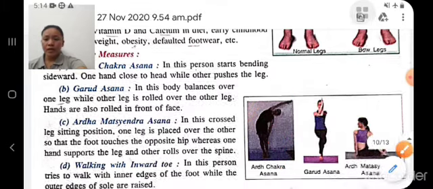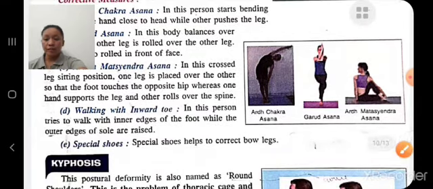Walking with inward toe, walking on the inner edge of the foot, and spacious shoes. Spacious shoes also help to correct the bow leg.